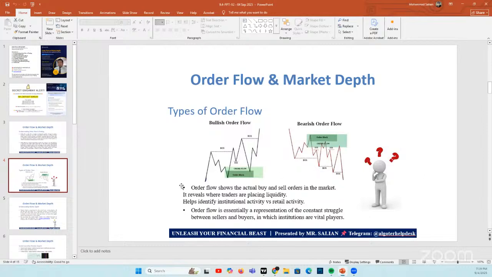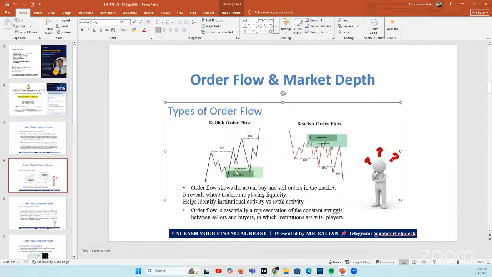Order flow shows the actual buy and sell orders in the market. It reveals where traders are placing liquidity. It helps identify institutional activity versus retail activity. These are the retail and this is the institutional. The big boys are there, they are protecting. That's why price never went past this price point, because all the big orders are there, hitting that price, pushing it more to the upside and reversing on the downside.